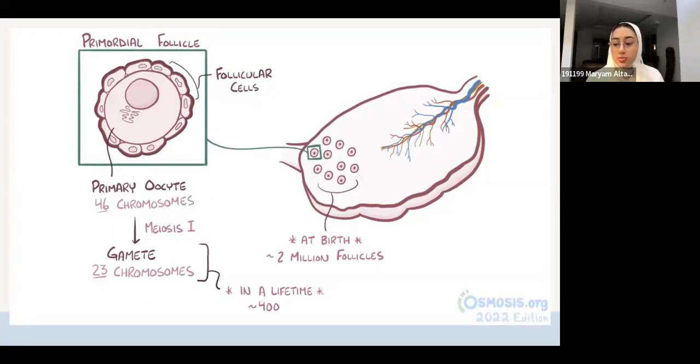And for our gametes to be complete, we need to complete meiosis 1 and meiosis 2. So in our primordial follicles, we have 46 chromosomes, and then after meiosis 1, that turns into 23 chromosomes. And so this doesn't happen with every single one of our 2 million follicles. In a lifetime, this actually happens with about 400.